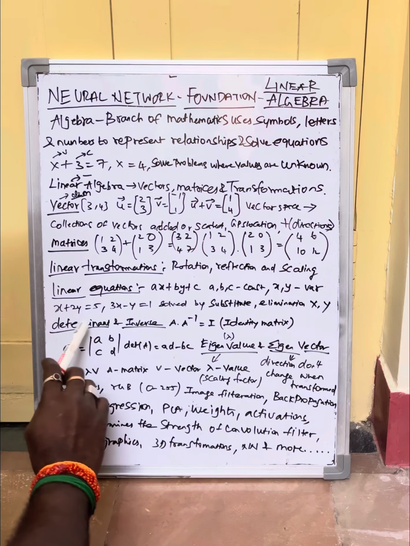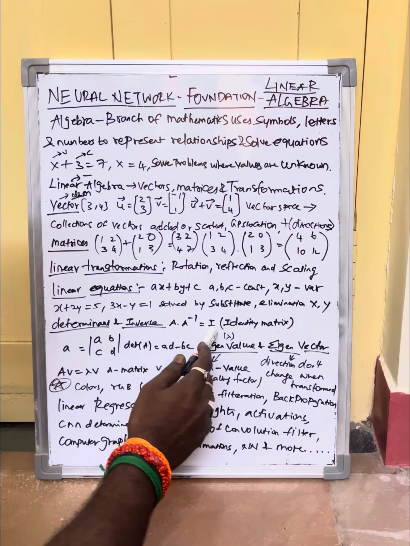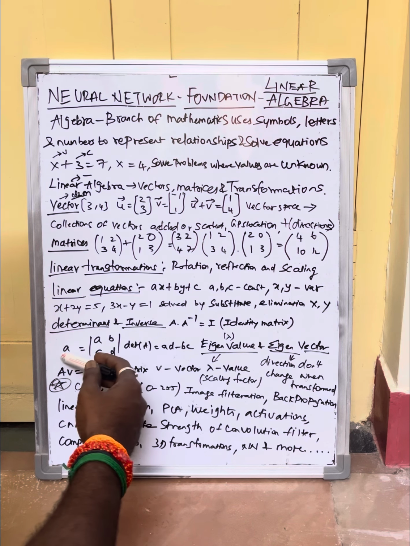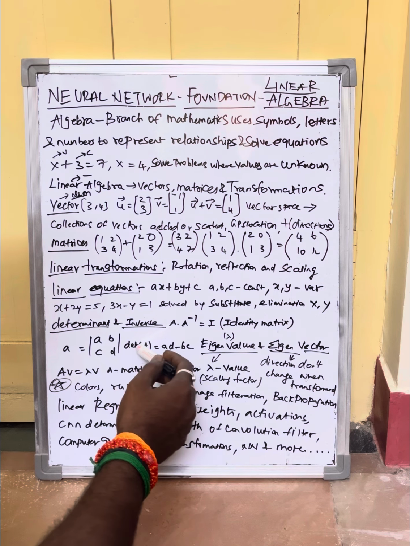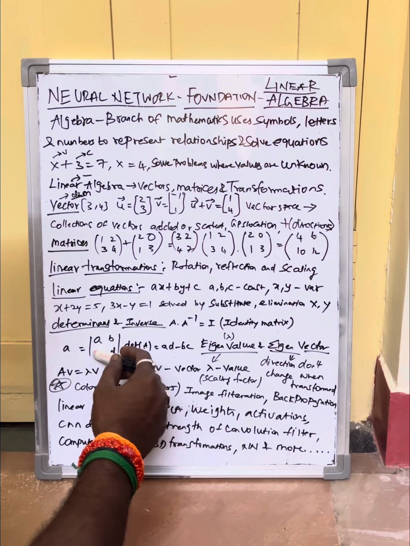So we'll come to determinant and inverse. A into A inverse equals I, which is the identity matrix. And to find the determinant, if we have A as [a, b; c, d], the determinant of A is a into d minus b into c.